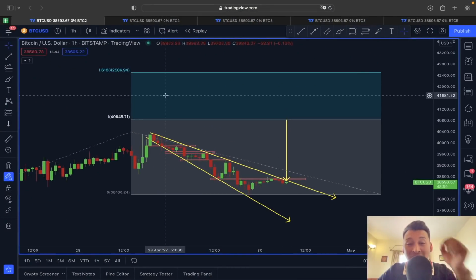So as you can see today, I have one very interesting chart which right now could be playing out here in price action of Bitcoin.